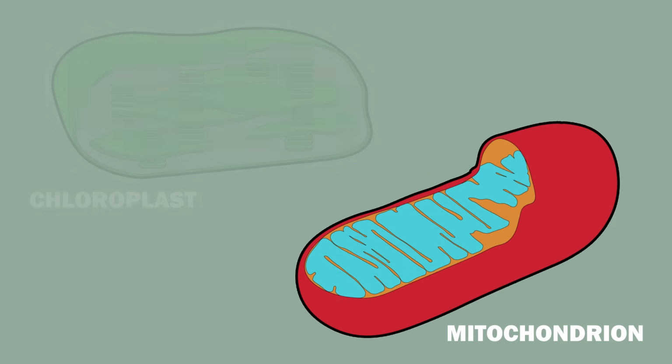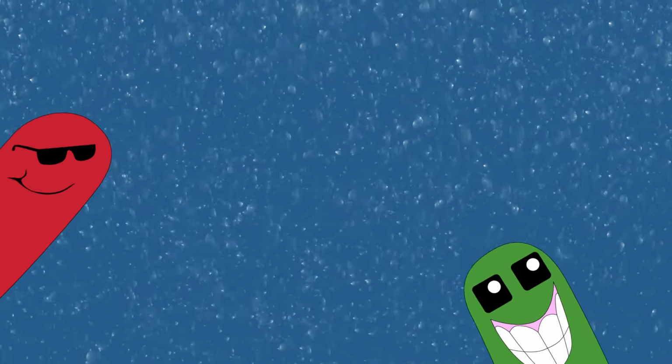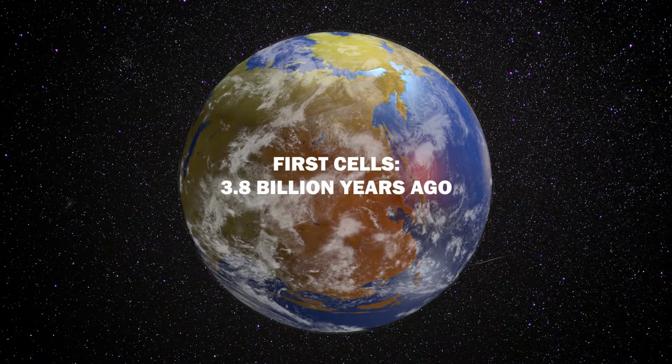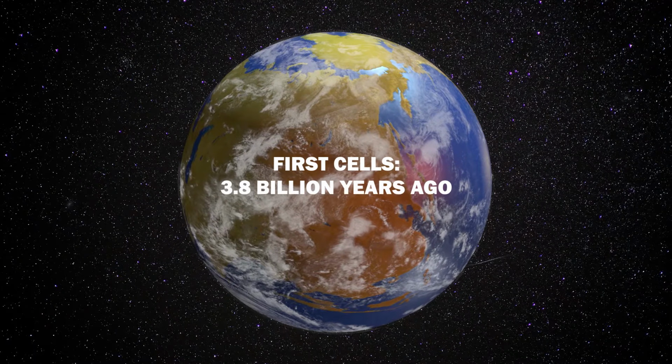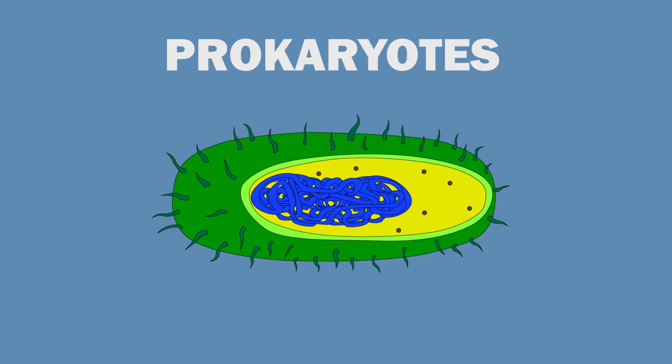Today, mitochondria and chloroplasts would not be able to survive outside a cell, but according to the endosymbiotic theory, they were once independently living cells. The first cells on Earth are thought to have appeared around 3.8 billion years ago, 750 million years after the Earth's formation. These cells were prokaryotes, cells lacking organelles or other internal membrane-bound structures.